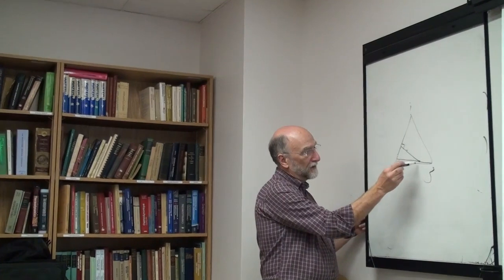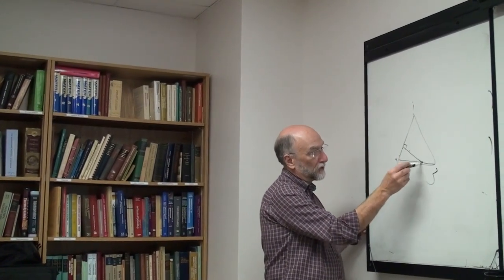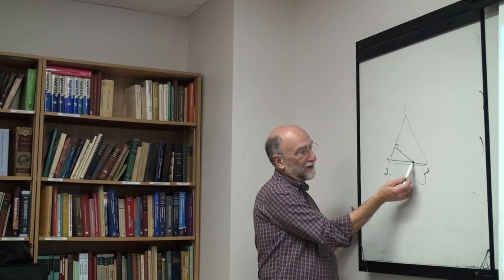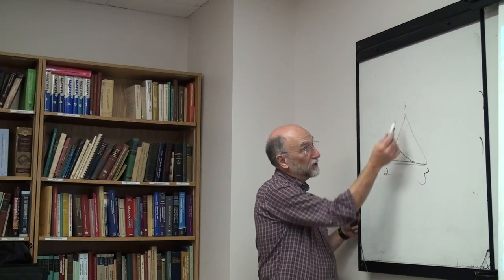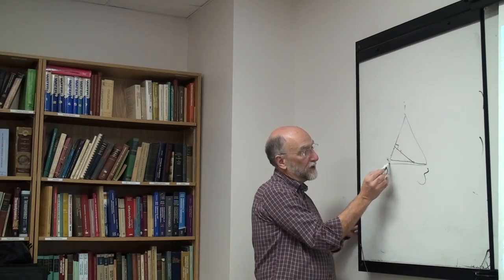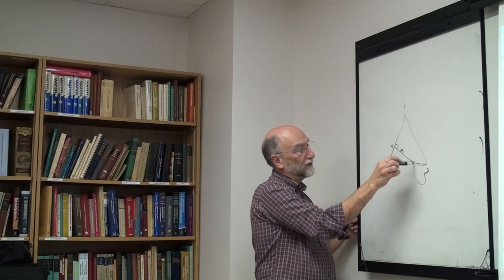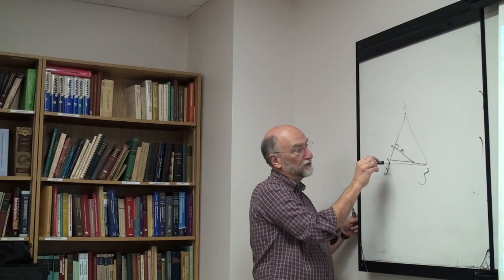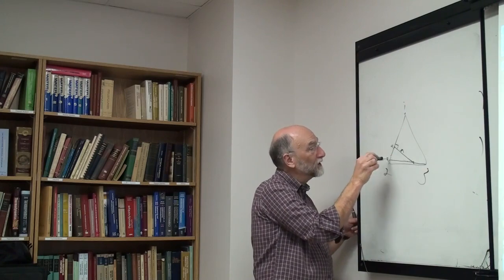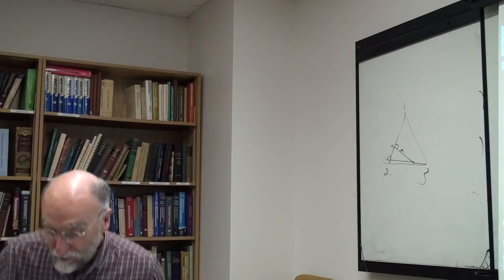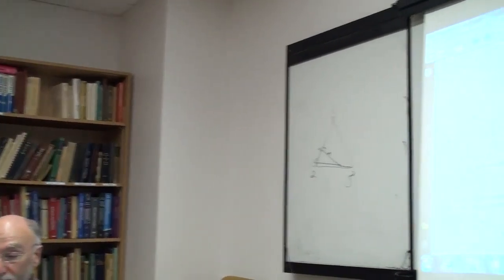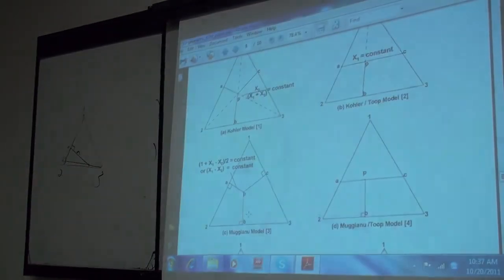In the Kohler method, this would be point A. You're basing the alpha 1, 2 of this dilute solution on this point here, which is also a dilute solution. Here, with the Muggiano, you're basing the value on a more concentrated solution. So this point may be slightly closer, but I think the Kohler is the more logical one, and this is borne out by some calculations. So I prefer the Kohler model to the Muggiano.